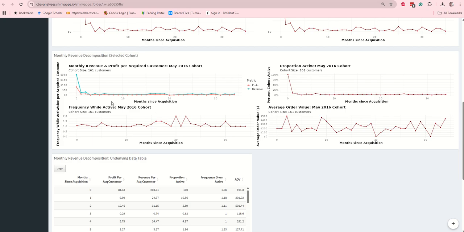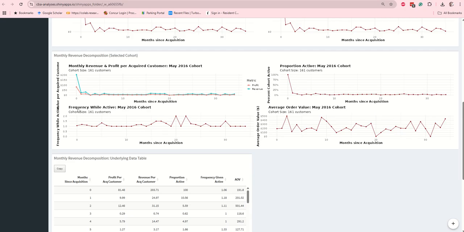And then what we can see over here is profit and revenue per acquired customer as a function of tenure. So similar to what we saw up above, over here we show frequency while active. So actually, maybe let me just take a step back. The way that we decompose this is into 3 constituent behaviors. There's were they active or not, did they make 1 or more purchases in that month. That's what we see over here.